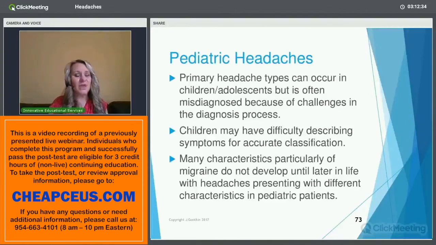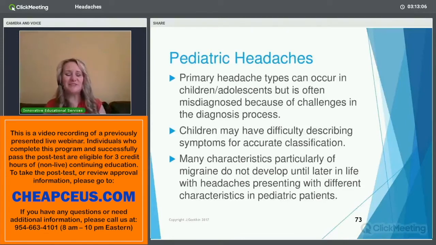And a lot of times those with headaches, they've tried everything already by the time we see them. And they need some of these other ideas. In our pediatric population, things present a little differently. Pediatric headaches can occur in a different way, that they evidence themselves a little bit differently.